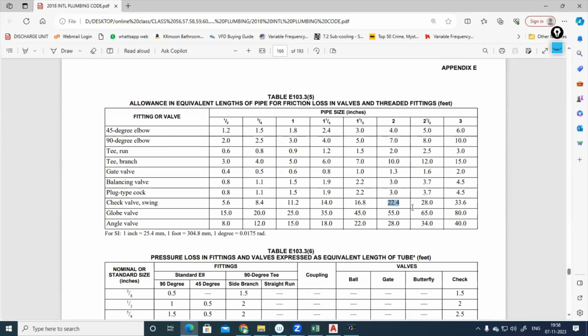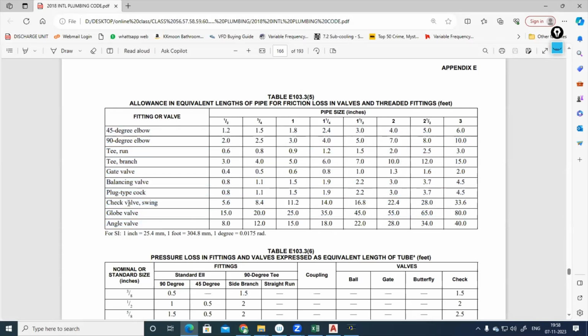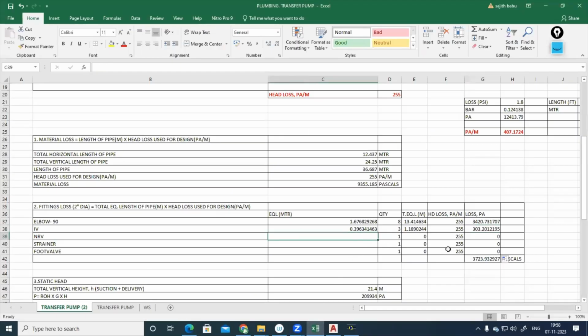Foot valve also you can consider the same. Strainer also the same only. Because you can see for strainer there is nothing. Strainer data normally we should take from the manufacturer catalog. If it is not there, the same check valve loss you can consider for strainer. 22.4. So you can see NRV will be 22.4. So 22.4 feet divided by 3.28, that will be 6.8. So remaining also. Strainer loss, the same NRV loss you can consider as strainer because similar. Foot valve is also an NRV, non-return valve only, the same you can consider there.